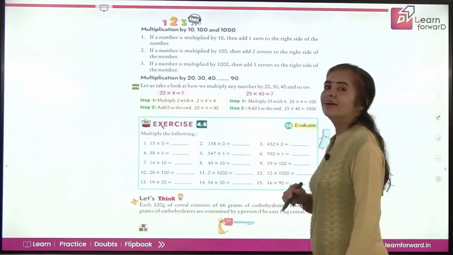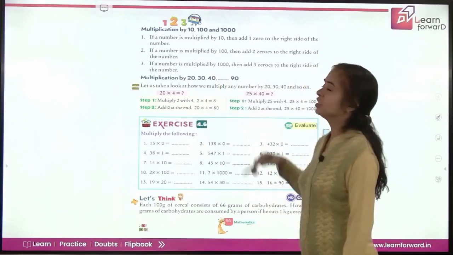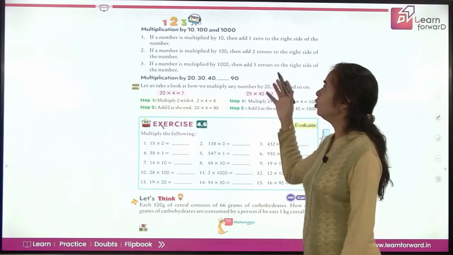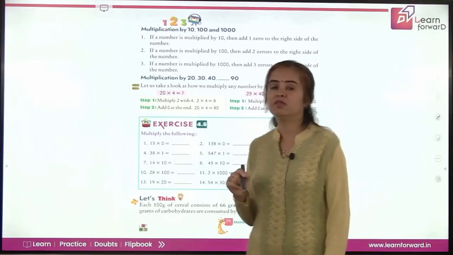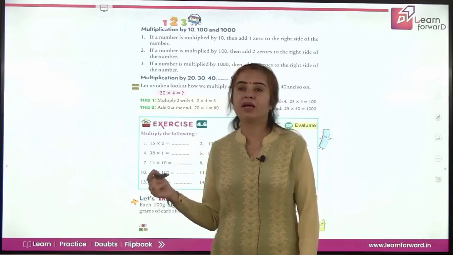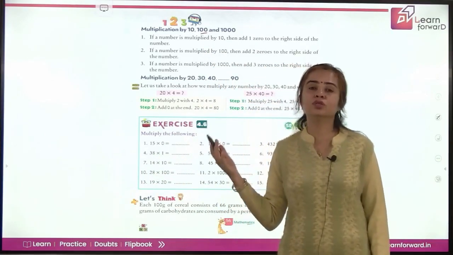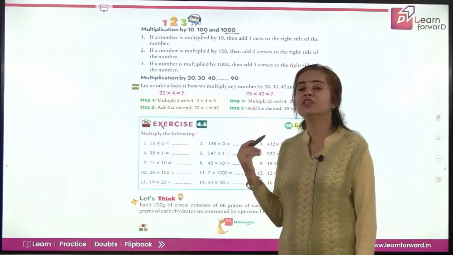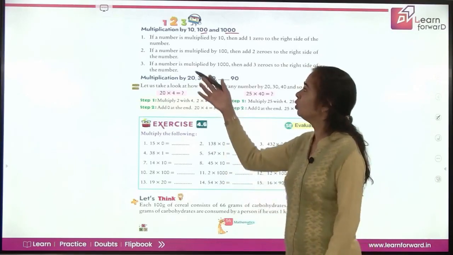Now, something very interesting in multiplication, when you have to do multiplication by 10, 100 or 1000, what happens, children? When you multiply by 10, you just add 1 0 with the number. When you have to multiply by 100, it has got 2 zeros. So you will just add 2 more zeros to the number. And in multiplication by 1000, you will add just 3 zeros to the number. How? To the multiplier. How do you get it?